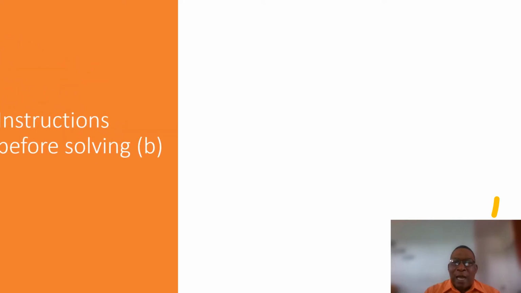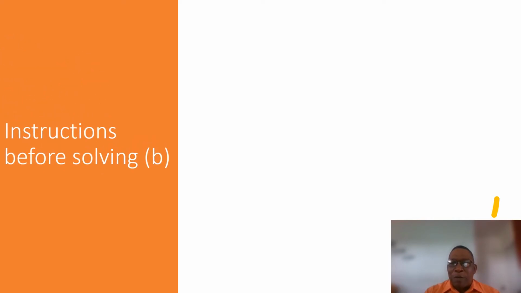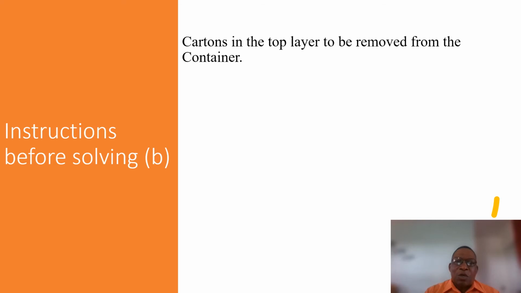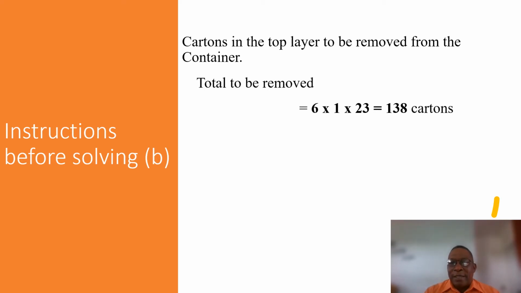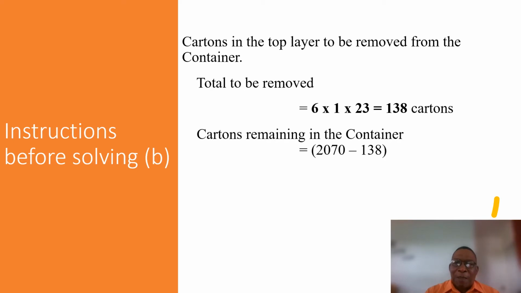Now, as stated before, when repacking the containers, we must first remove them from the top layer. So the cartons in the top layer are to be removed from the container. The total to be removed is, as instructed, 6 across, 1 layer, and there are 23 of them on the length. That gives us 138 cartons. Now let us look at doing it another way.